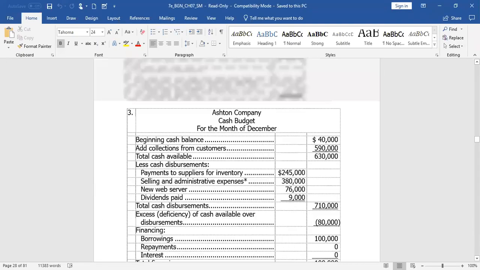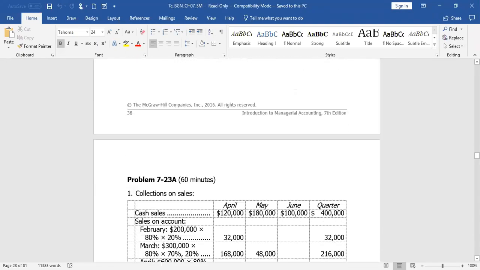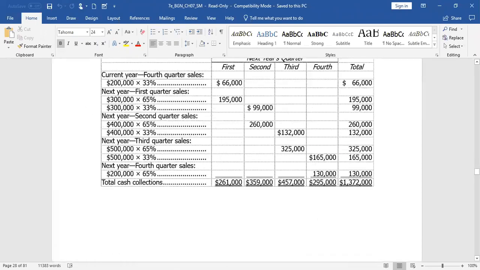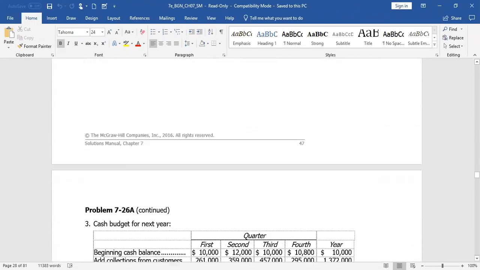So we're completing the master budget. Sorry about this. I don't have it just there. Almost.